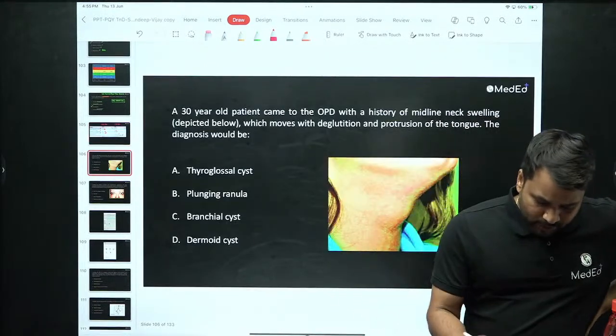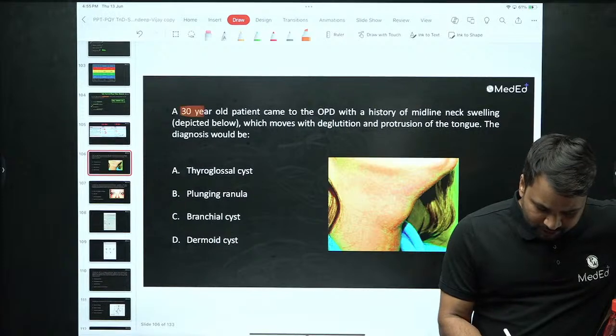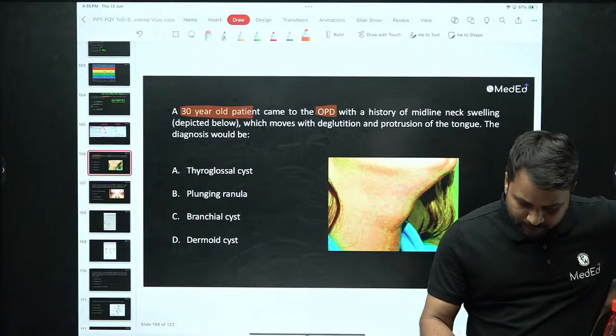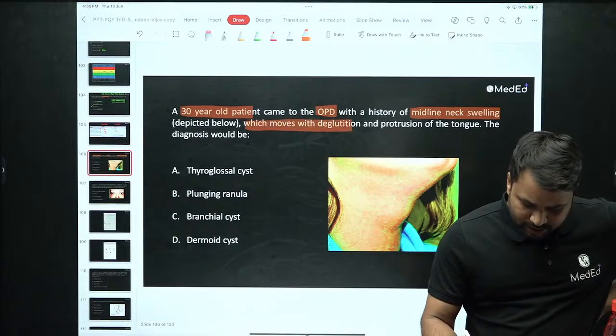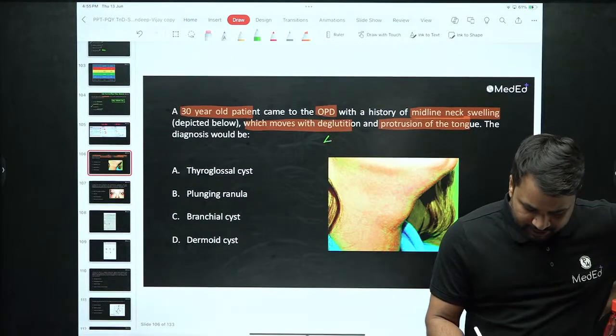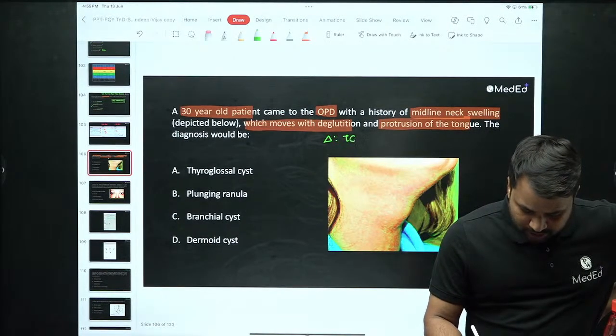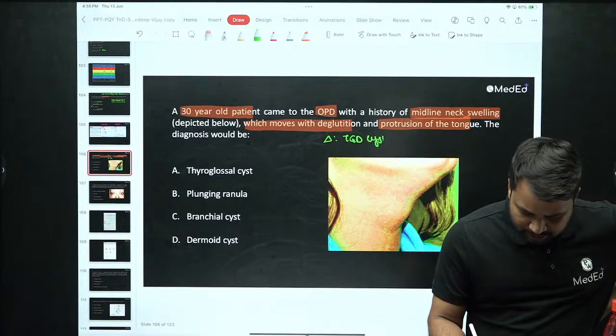Now, going to the next question that we have, what do you have? I have a 30-year-old patient, came to our OPD with the history of midline neck swelling, which moves with deglutition and protrusion of tongue. I have the diagnosis. It is your thyroglossal duct cyst.